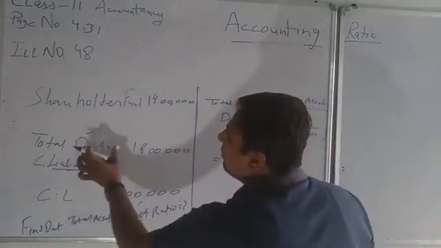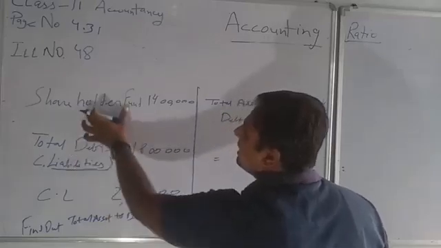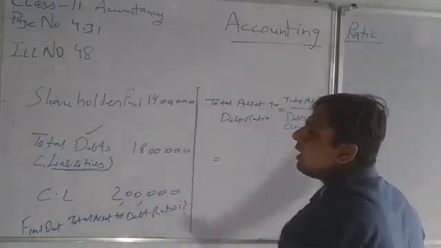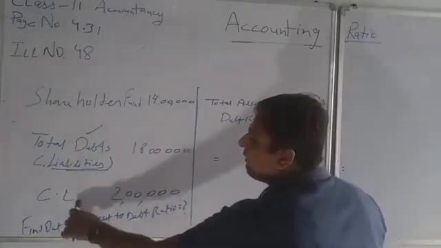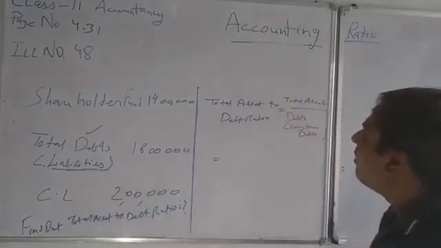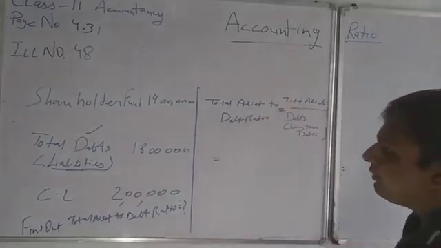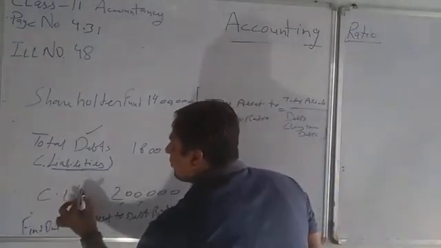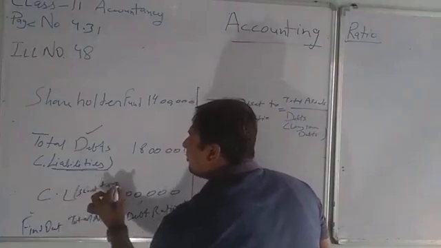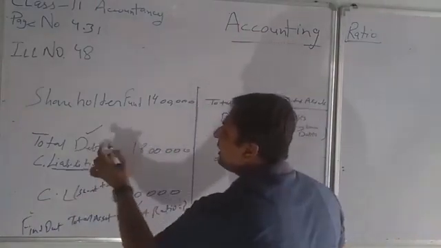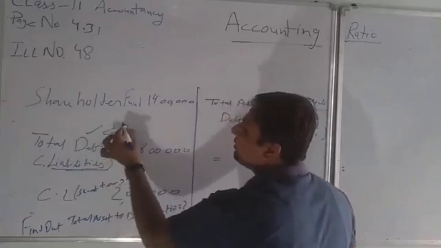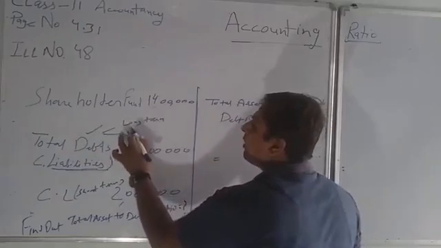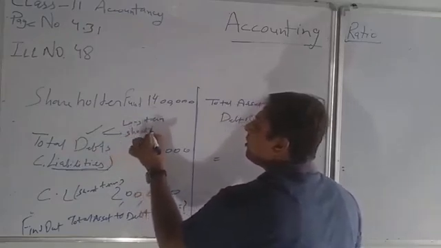So what we have to do? We have to add this total debts and shareholder funds for getting the overall liability. And what is given? Current liability is also given to us. So how to find debts? In current liability also debts are there, but they are short term. So in total debts there are two debts, long term and short term.